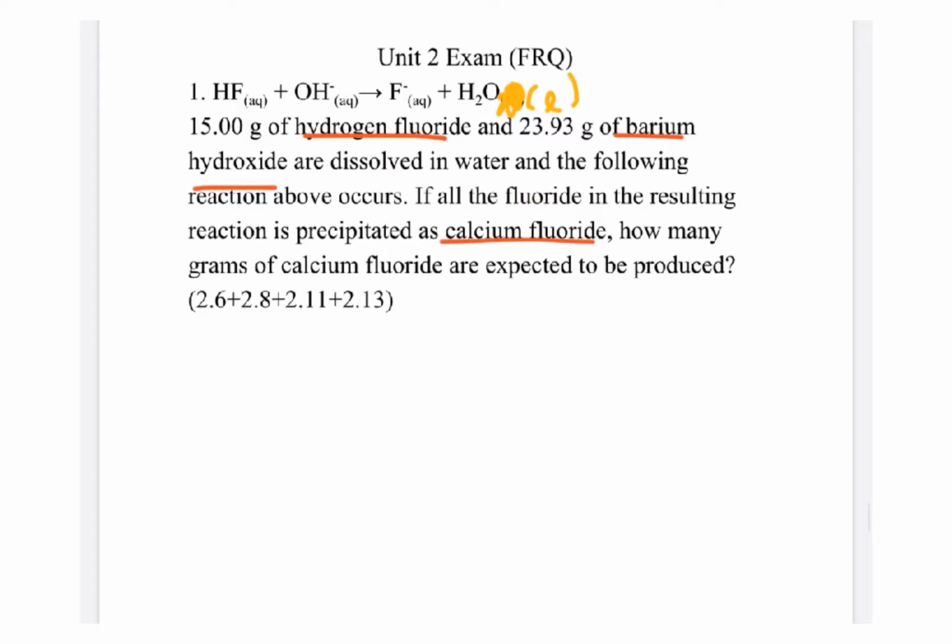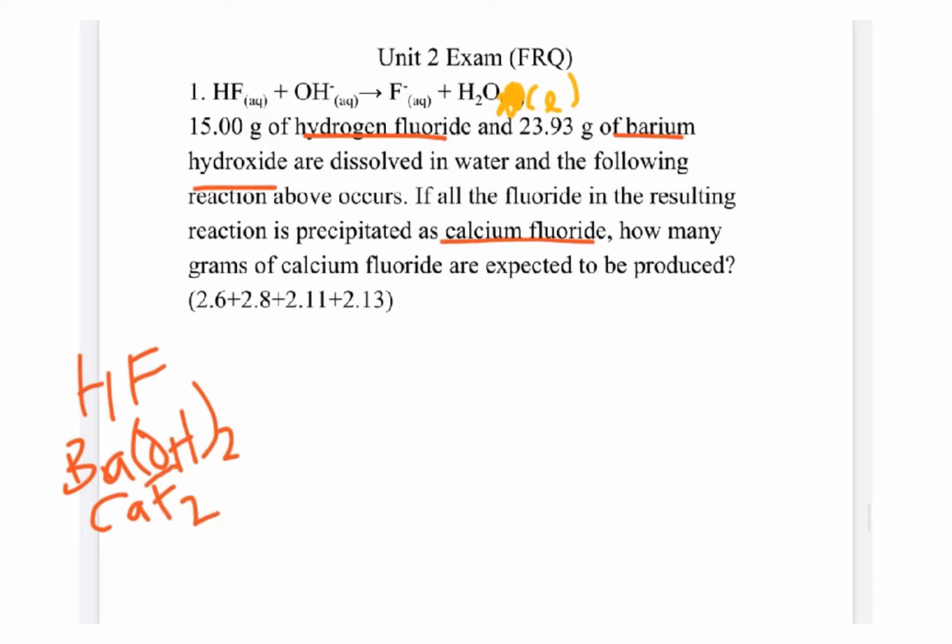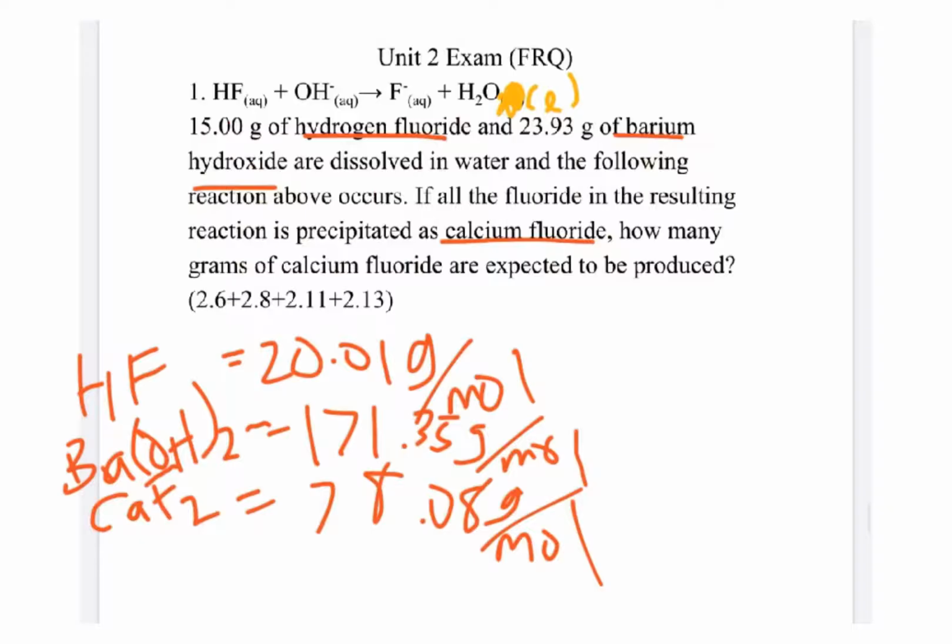So let's write the formulas for each of those. Hydrogen fluoride is HF. Barium hydroxide is Ba(OH)2. And calcium fluoride is CaF2. Now let's find the molar masses for each of these, and I'll use a periodic table to do that. So here I calculated the molar masses for each of these.